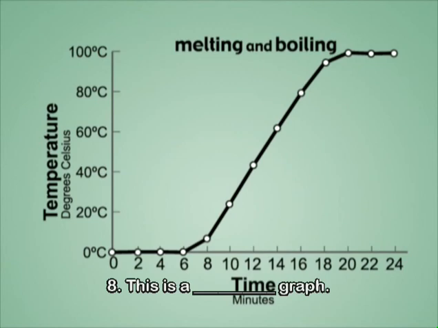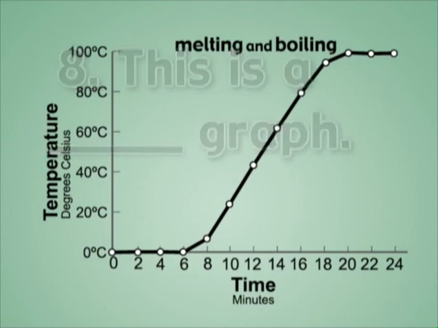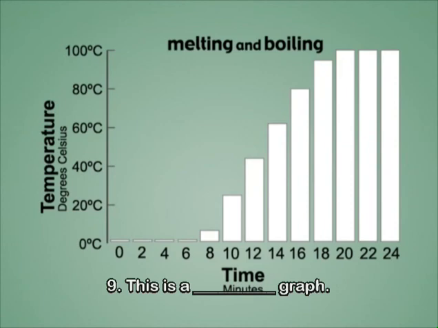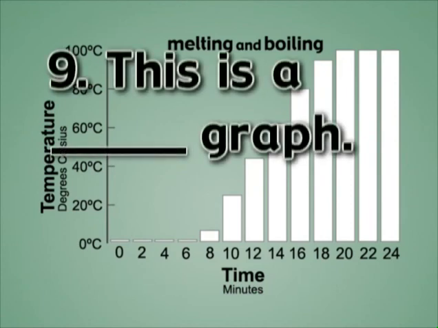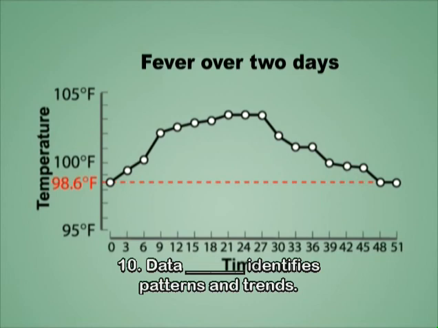Number 8. This is a graph. Number 9. This is a graph. And number 10. Data identifies patterns and trends.